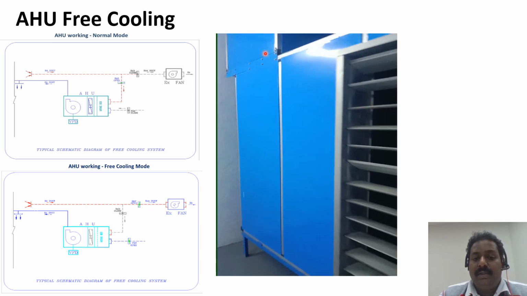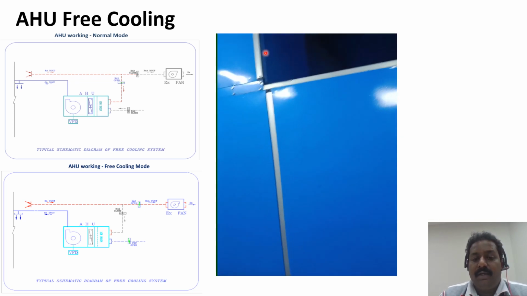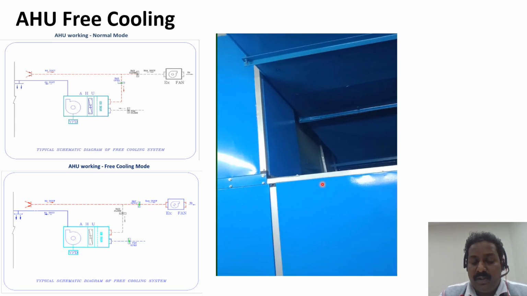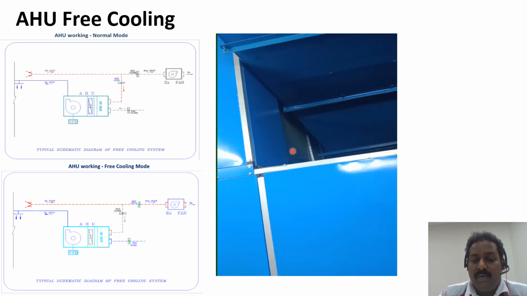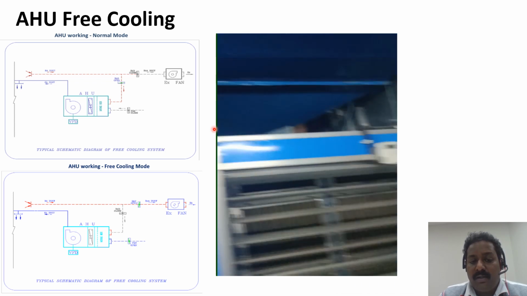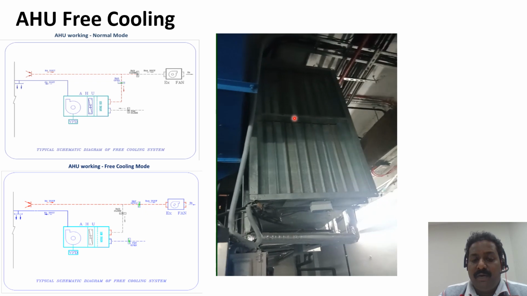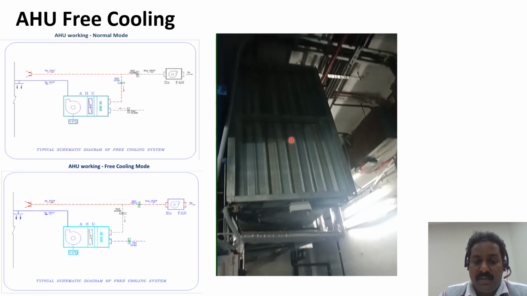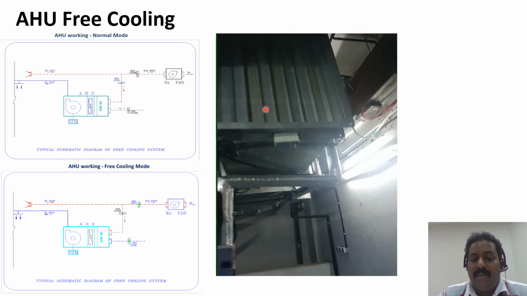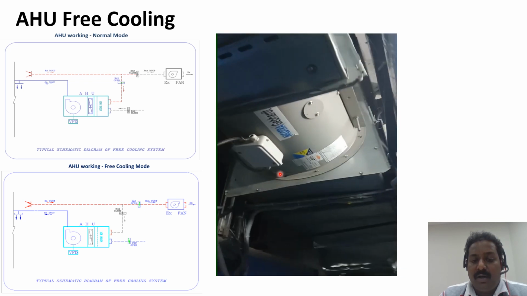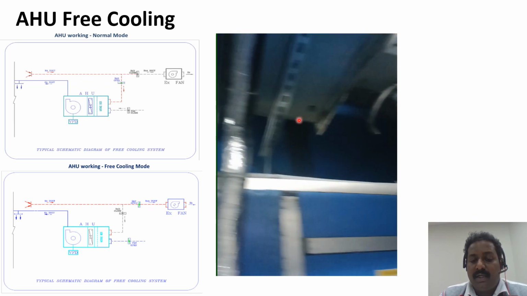On the top side, the left corner is showing the supply duct, which is connected to that extension portion. Whenever the free cooling mode is on, that damper will be on. This is the exhaust. Whenever free cooling mode is on, this exhaust damper will be on, so all air will be pumped out to the atmosphere and it is connected with the exhaust fan.